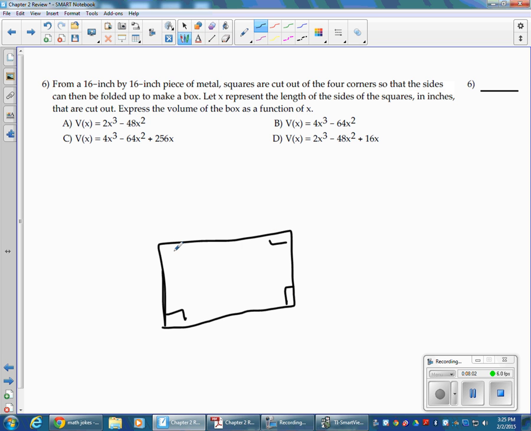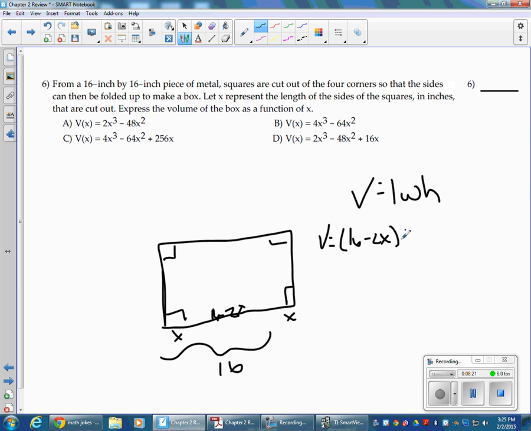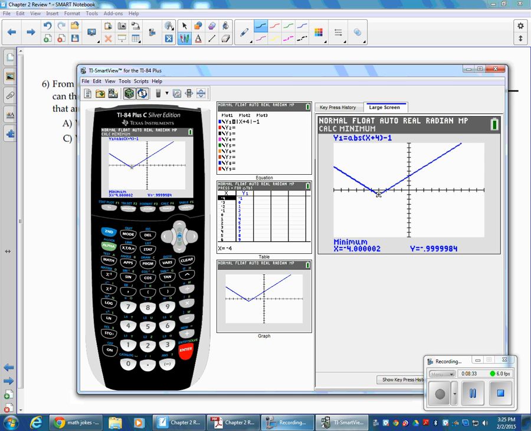Now, the volume of a box is length times width times height. So if this was 16, and I'm going to cut out this, then this side becomes 16 minus 2x, and this side would be the same. So the volume is going to be 16 minus 2x times 16 minus 2x times the height. If I fold these up, the height of the box is just going to be x. So now I'm just going to have to do FOIL. 16 times 16.